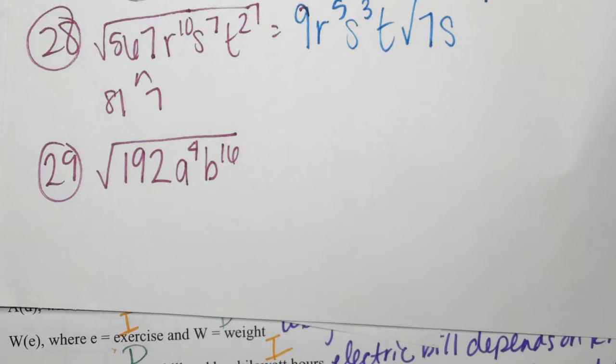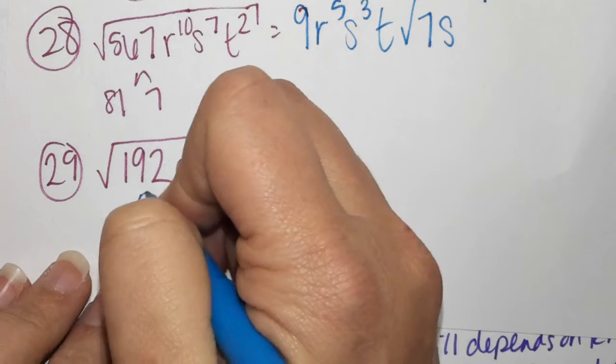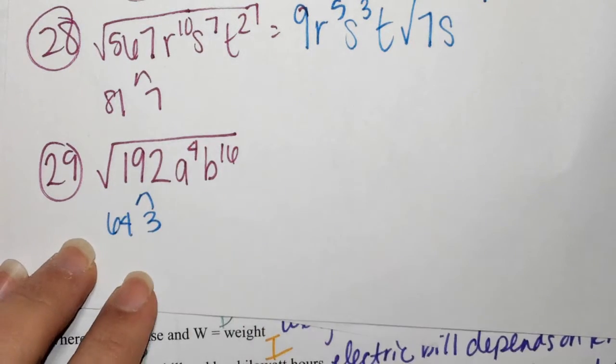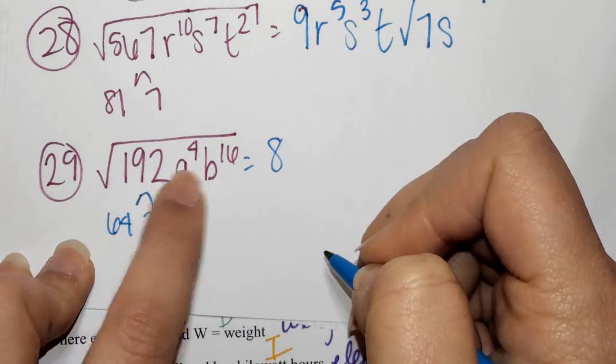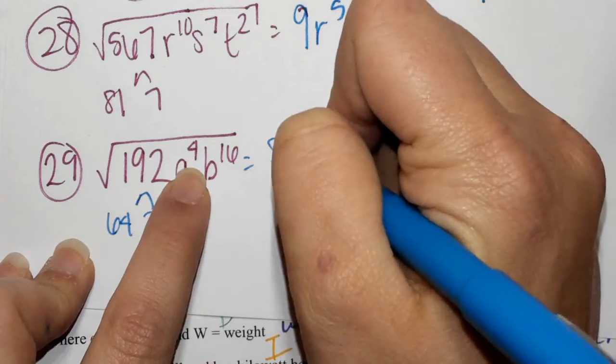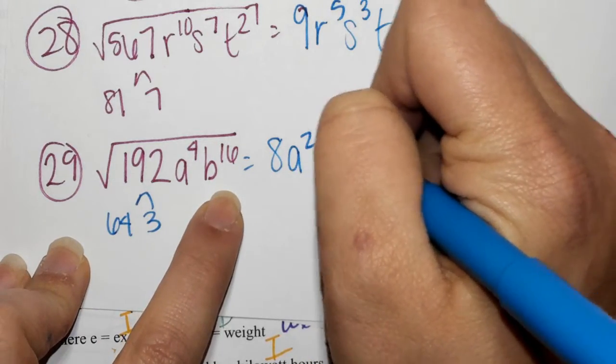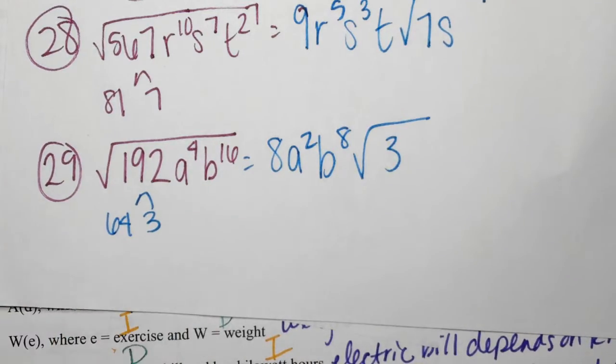Alright, 192. Biggest perfect square that goes into 192. 64 and what? 3. Alright, what's the square root of 64? 8. Alright, 2 goes into 4 how many times? 2 goes into 16 how many times? And 3 is left in the house.